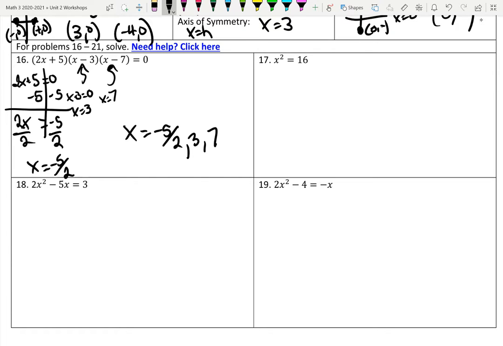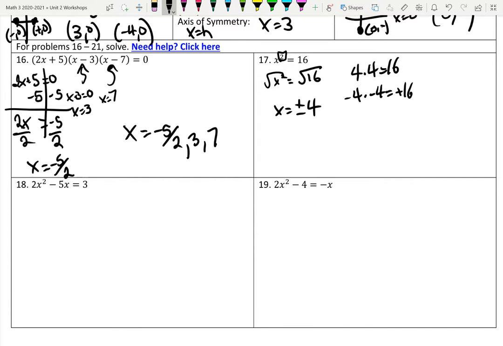Number 17, what I'm going to have to do is just take the square root of both sides. The square root of that and the square root of that is going to be x is equal to positive or negative 4. And this is because a 4 times a 4 is 16, and a negative 4 times a negative 4 is still a positive 16. Notice it's 2 answers because it's degree 2.